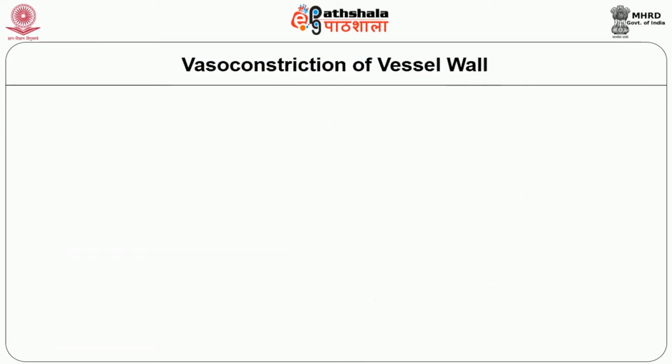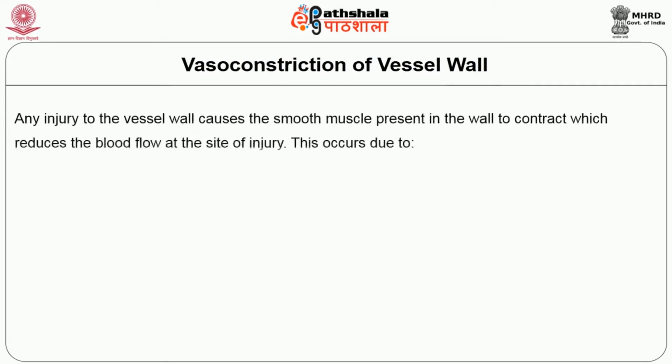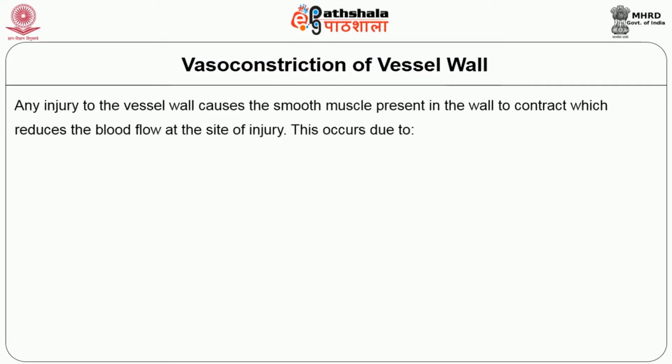So the first is the vasoconstriction of the vessel wall. So any injury to the vessel wall causes the smooth muscles present in the wall of the vessels to contract. So this will immediately reduce the blood flow to the site of injury. So this occurs due to the following mechanisms.